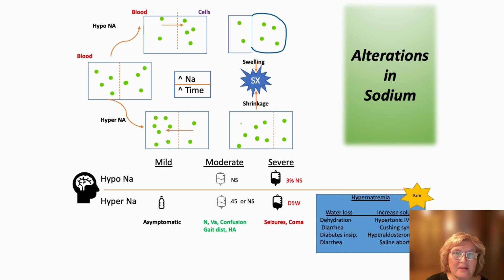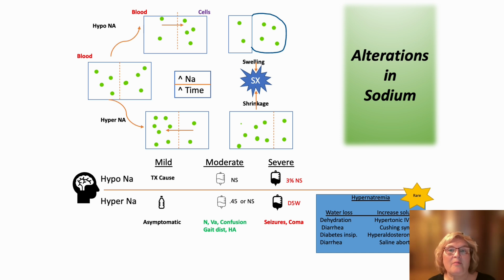In moderate, you might just treat them with regular sodium. And then if it's mild, and we're going to get to this later, that's when you're going to have to figure out what's the cause. So again, very severe, 3% sodium, a moderate hyponatremia, normal saline. And if it is low, but it's very mild, you're still going to have to figure out what's going on.